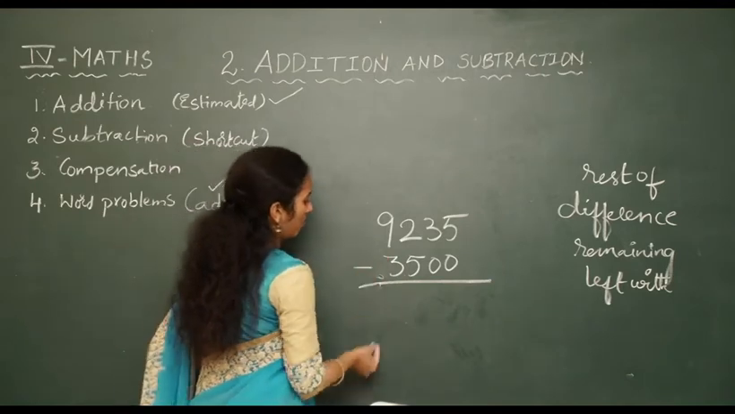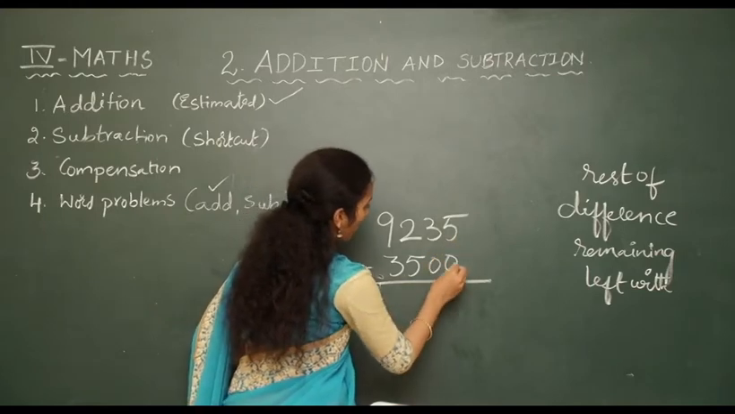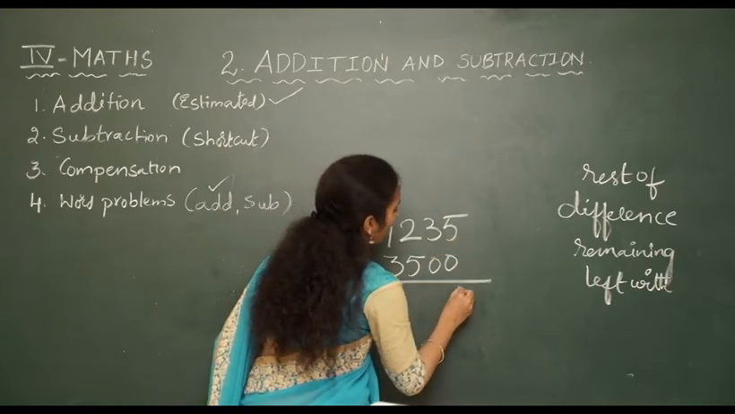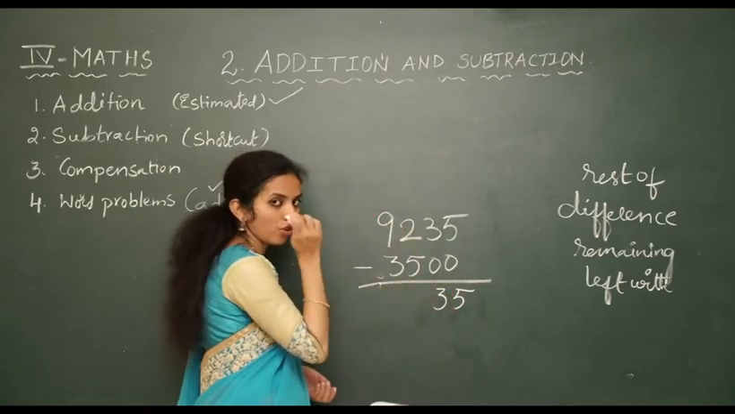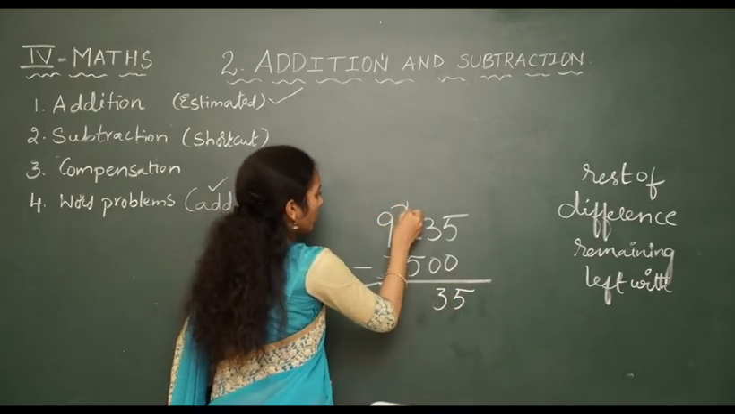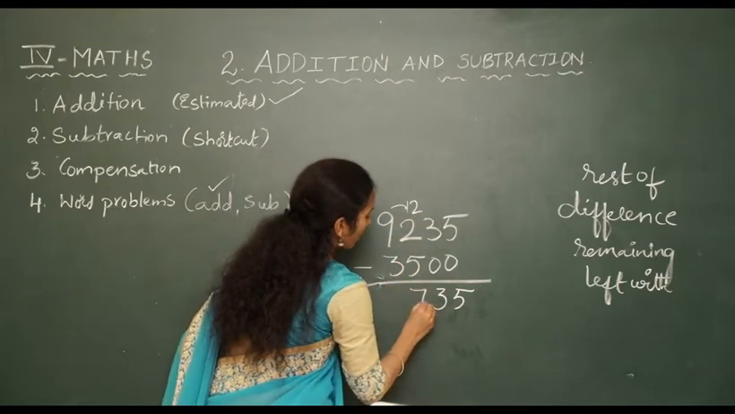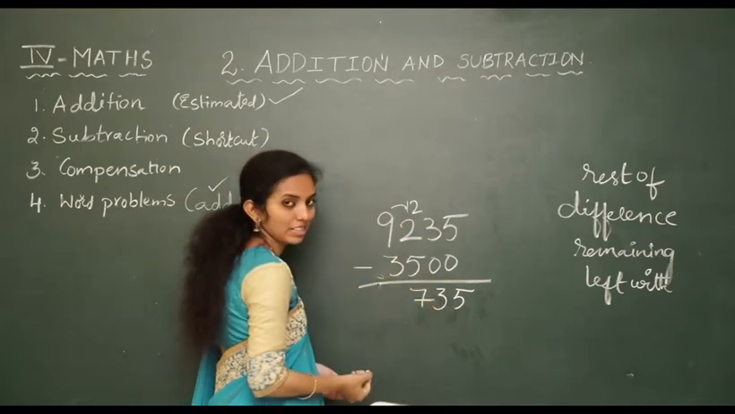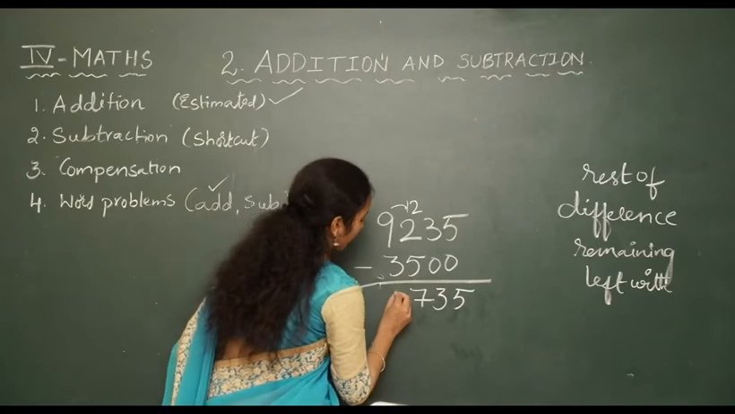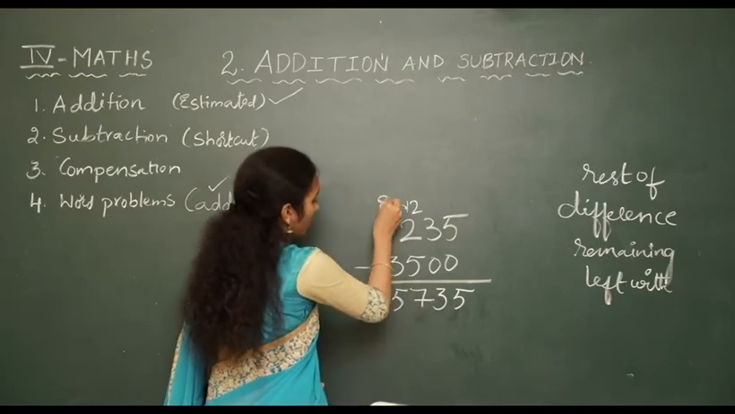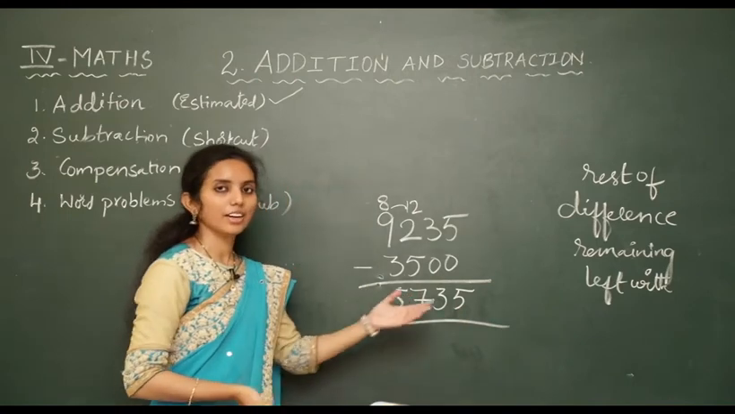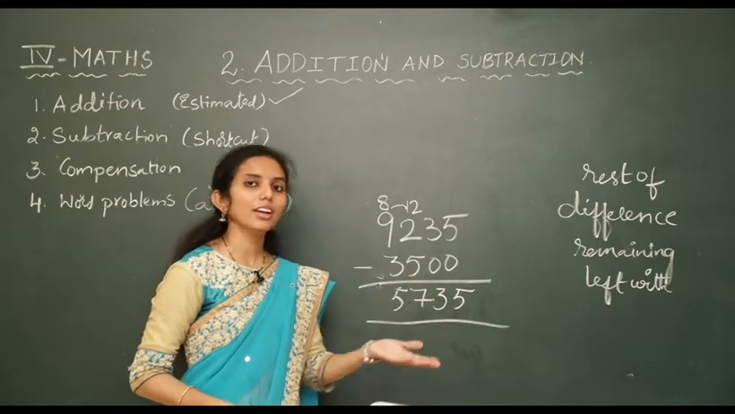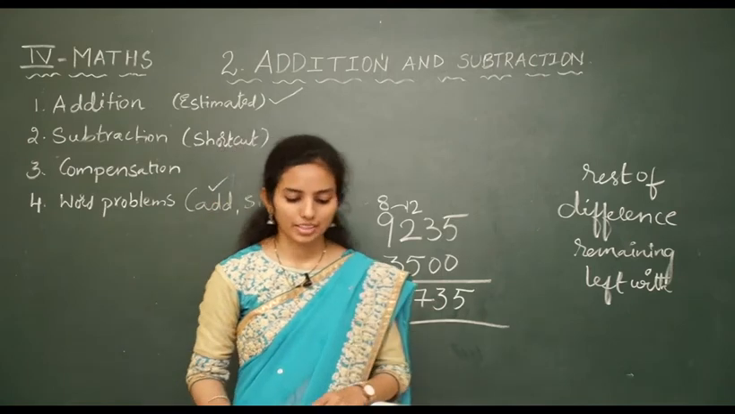So now let's perform the subtraction. 5 minus 0, 5, 3 minus 0, 3, and 2 minus 5 is not possible. Let's borrow. It becomes 12, and 12 minus 5 is 7, and here 8 is there. 8 minus 3 is 5. So 5,735 is the amount that he can withdraw from the bank. Next problem.